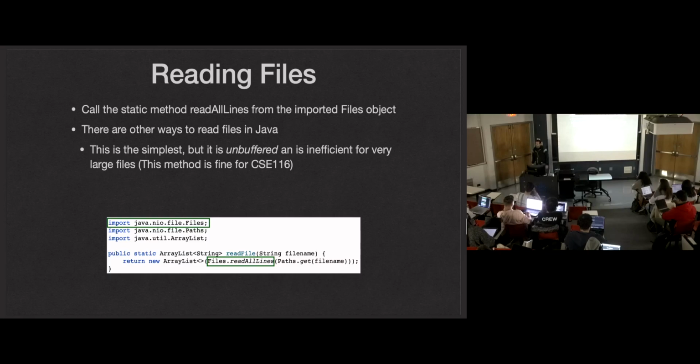Yeah. So, because the .get method is paired up with Paths, is Paths like a dictionary? Paths is a class with a static method named get. Same with Files. Files is a class with a static method named readAllLines. So since these methods are static, I'm calling them through the class itself.